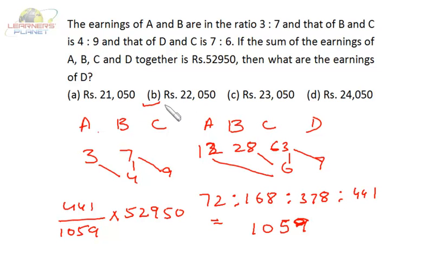Okay, friends, this is the routine method, or you can say the manual method. There is a smart way to do this problem. Since we are given the ratio of A and B, B and C, and D and C, D's earning is actually 7 parts. That means D's earning should be a multiple of 7, since there are no options available which are in fractions.